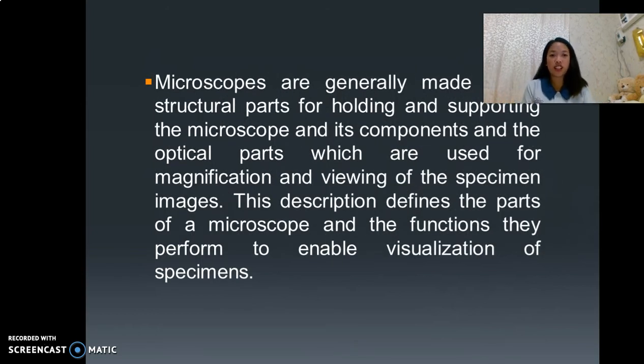Microscopes are generally made up of structural parts for holding and supporting the microscope and its components, and the optical parts which are used for magnification and viewing of the specimen images. This description defines the parts of a microscope and the functions they perform to enable visualization of specimens.